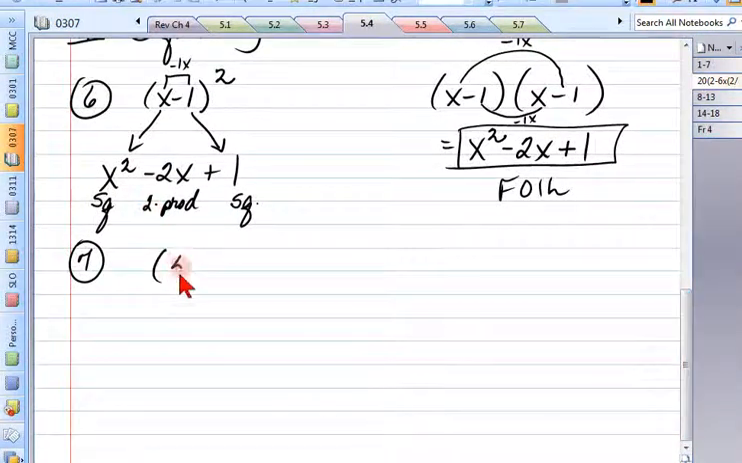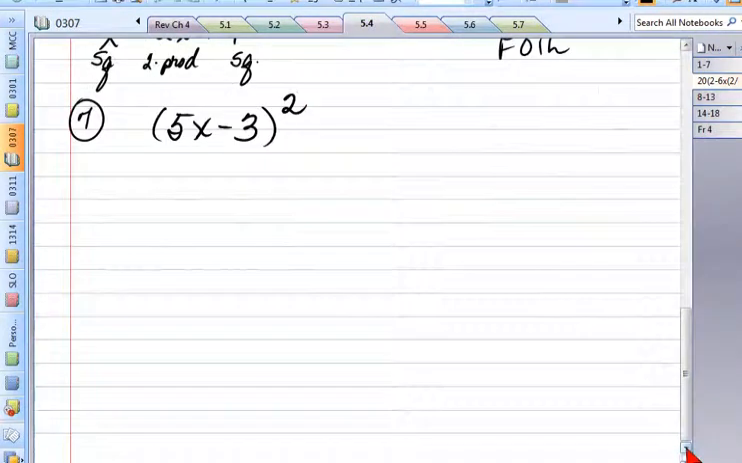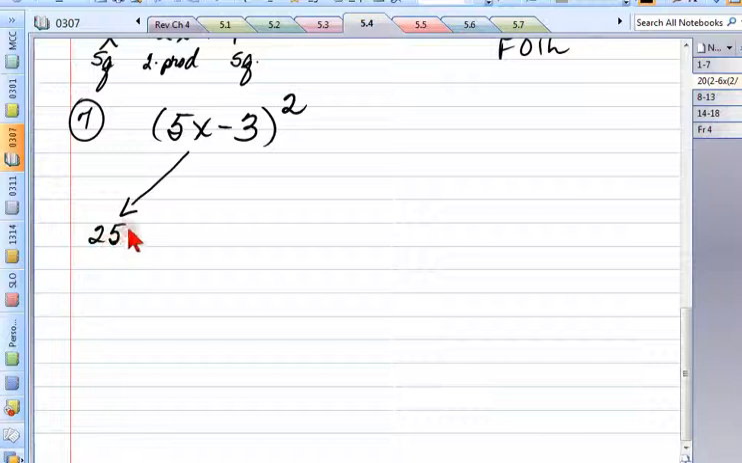I have 5x minus 3 quantity squared. Let's see if we can use the shortcut. Square the first one. What's 5x times 5x? 25x squared. Now what do I do for the middle? I find the product, which is negative 15x. And then what do I do to that?